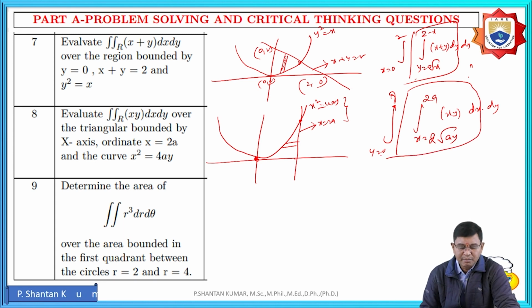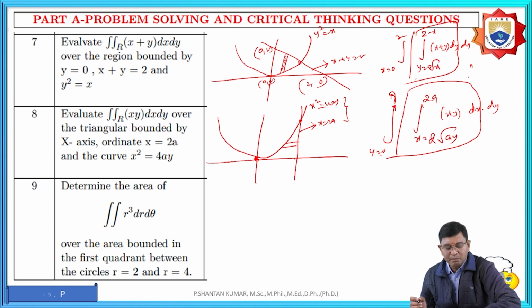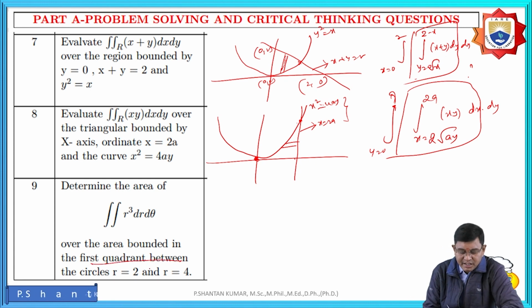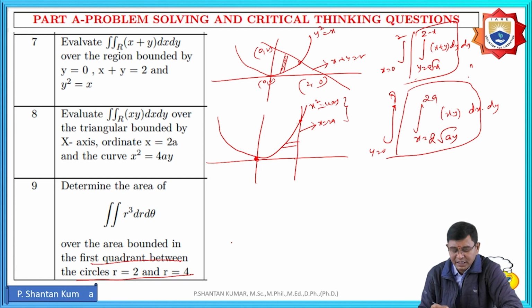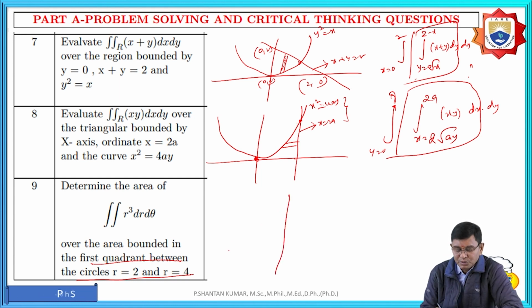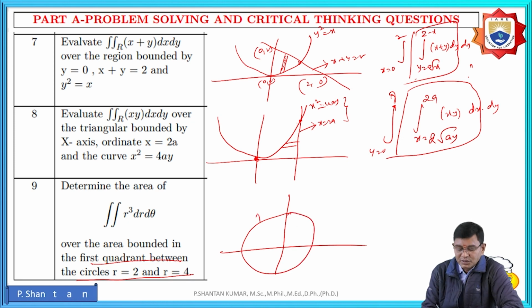And again, next one: determine the area bounded in the first quadrant between the circles r is equal to 2 and also r is equal to 4. Here also, as shown, it is under the polar coordinates, r is equal to 2 and again r is equal to 4. r is equal to 2 is passing through the origin, the center is 2, so it is r is equal to 2. And r is equal to 4 is also passing through the origin, it is a circle covering r is equal to 4.